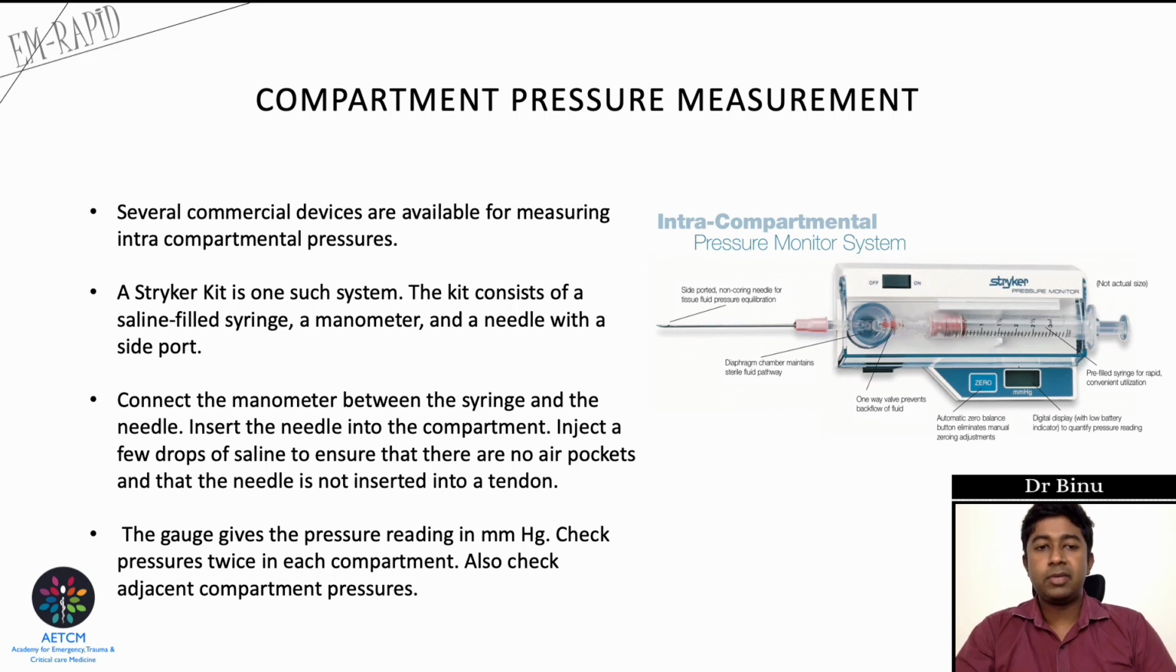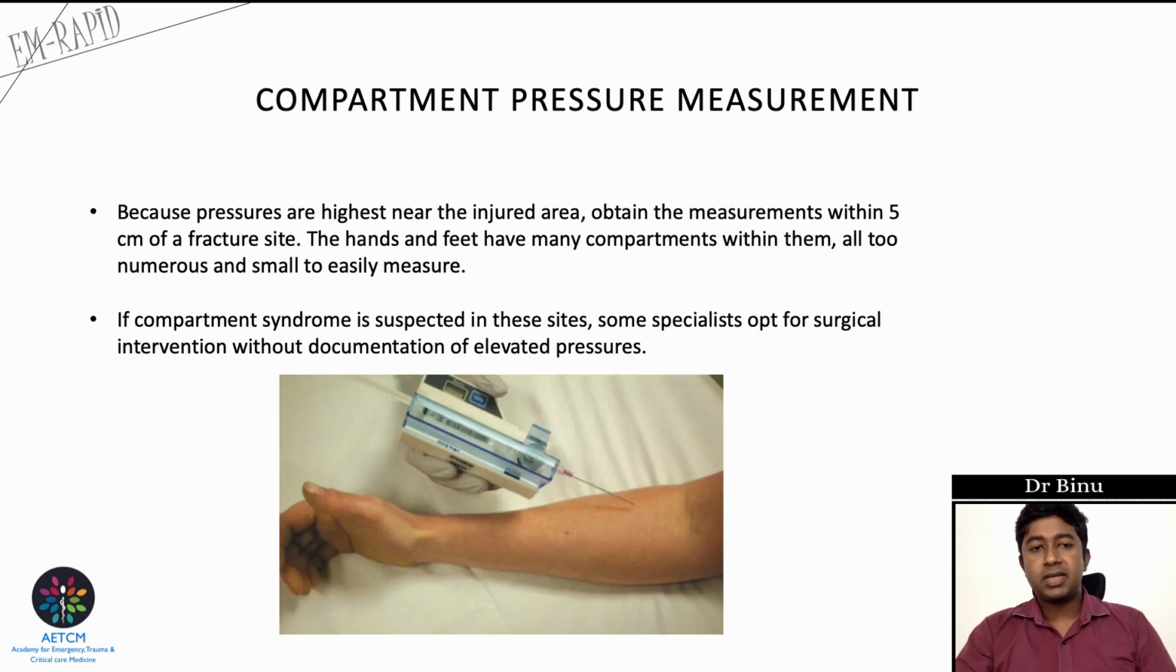Connect the manometer between the syringe and the needle, insert the needle into the compartment, and inject a few drops of saline to ensure that there are no air pockets and that the needle is not inserted into the tendon. The gauge gives the pressure reading in millimeters of mercury. Check the pressures twice in each compartment, and also check the adjacent compartment pressures. Because the pressures are highest near the injured area, obtain measurements within 5 cm of a fracture site.